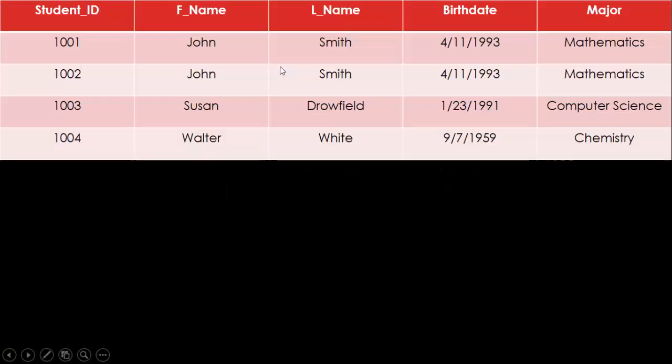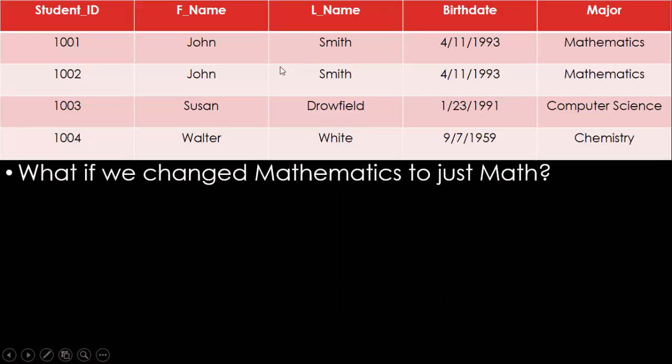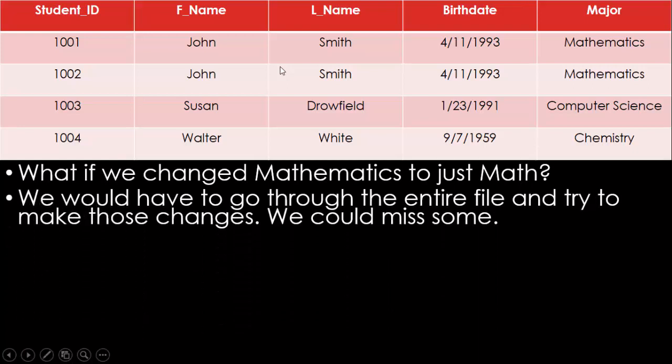Look at this table. There are some things we need to consider here, and there are some problems that could arise. Let's talk about those different things. What if we change mathematics to just math? Well, now I have to go through the entire file. We got to try to find all instances of mathematics and make those changes to change it to math. It is possible that I could miss some of those.